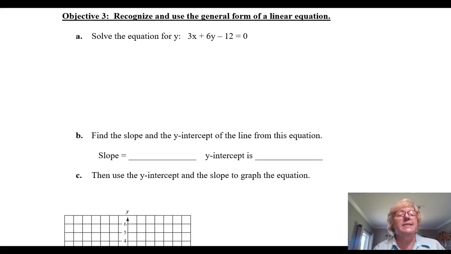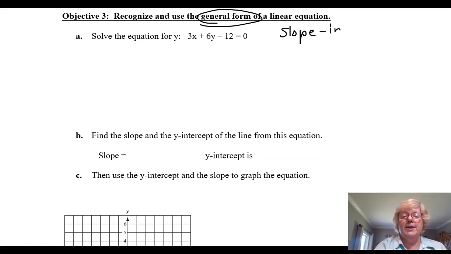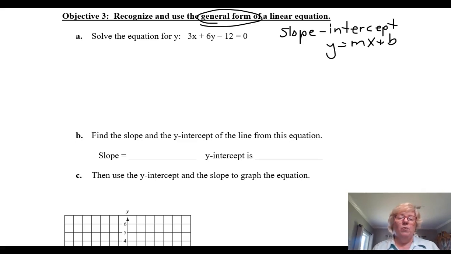Another equation that is sometimes used with linear functions is called the general form. The general form is written with the x term, then the y term, and then the constant term equal to 0. Now, this is not a very user-friendly form, so normally we change it around and we convert it to the slope-intercept form, because slope-intercept is also called our working form for lines. Remember, it is y equals mx plus b. So we need to solve this for y.